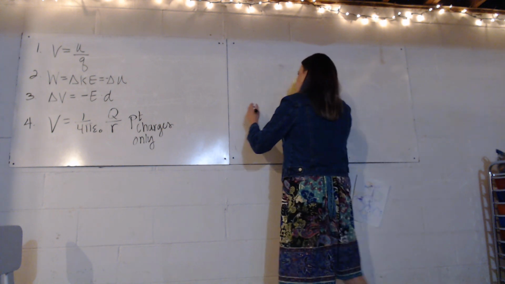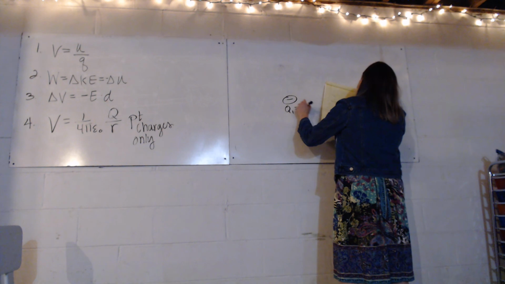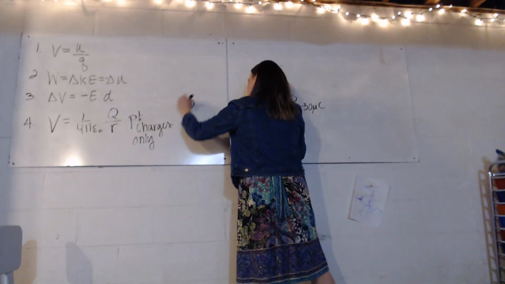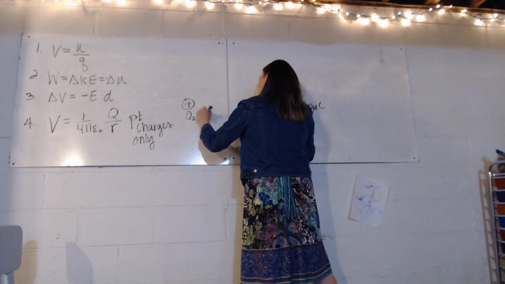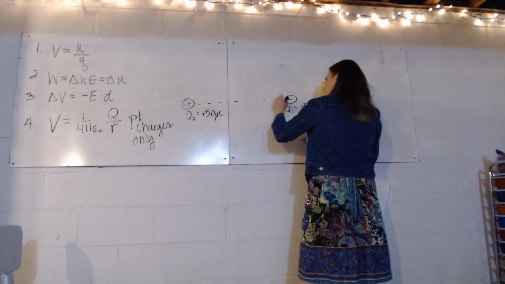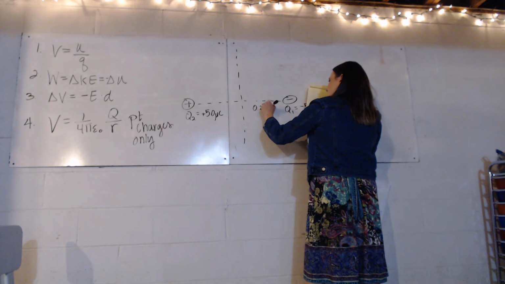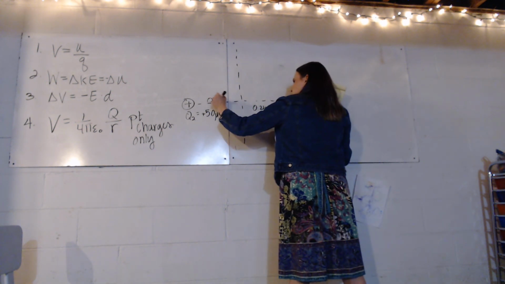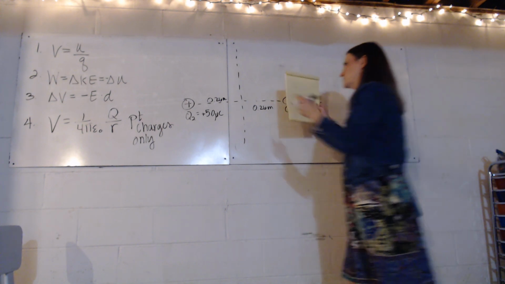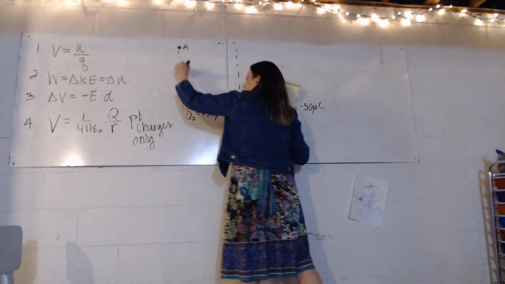So I had 2 charges. I had a negative charge called Q1, and it was equal to negative 50 microcoulombs. And then I had a positive charge over here called Q2, and it was equal to positive 50 microcoulombs. And then I had an axis running like so. This was like 0.26 meters. This was also 0.26 meters. And I asked you to find the electric potential at 2 places, A and B. Let's just do A. So A was up here, and this was 0.3 meters.